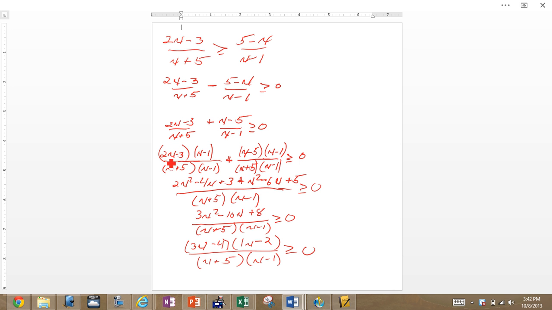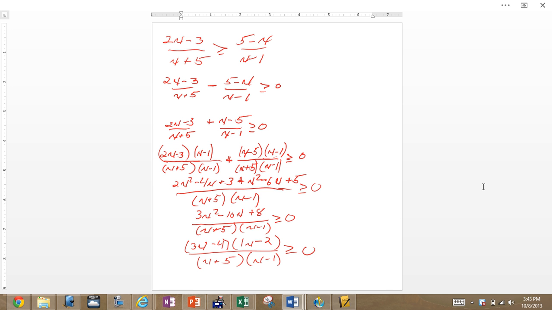Check my FOIL method again. First, outer, inner, last: 2x squared, minus 3x and minus 1x is minus 4x. Last with last, plus 3. Plus sign connects the two groupings: x squared minus 1x minus 5x minus 6x plus 5. Combine my like terms: 3x squared, with 2x squared and 1x squared. Negative 4x and negative 6x, negative 10x, and 3 and 5, 8. Okay, so we're good. Now we said that this factored, we were in good shape. It's negative 4x, negative 6x, combined negative 10x. All right, we're in good shape.